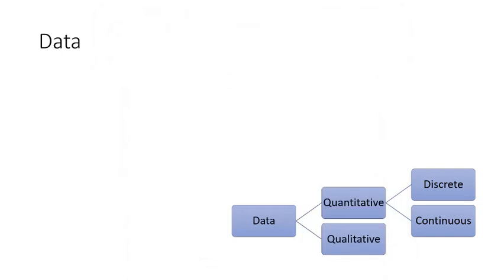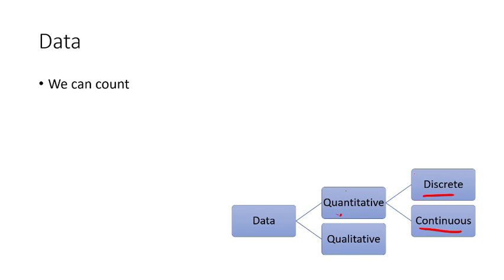So, hello everyone. In this recording, I will talk about the data types and the probability distribution functions. The data is of two types: we have quantitative data and qualitative data. And for quantitative data, we have the discrete type and the continuous type. So what are they? Let me show you.